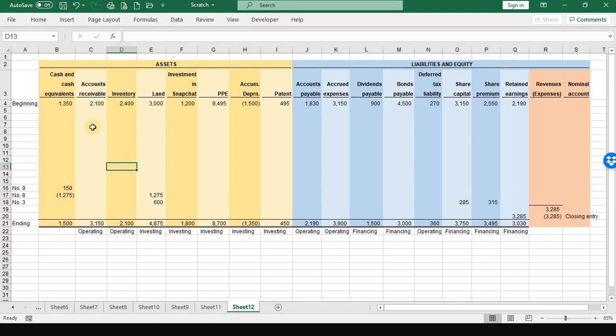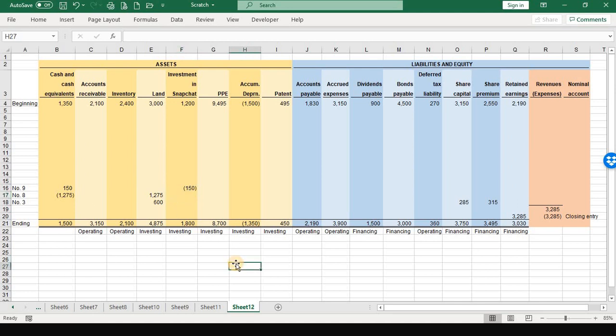Instead, the account credited is the investment in Snapchat account. Always remember that dividend received from an investment in associate is always a deduction in the investment in associate account. So this means if the investment is accounted for under the equity method, TikTok company has a significant influence over Snapchat. So now let's credit investment in Snapchat for 150 pesos.